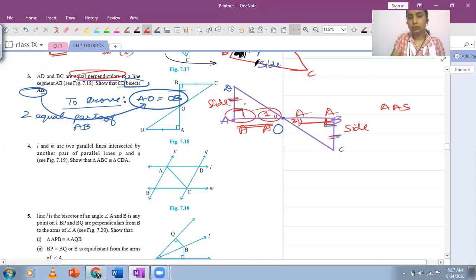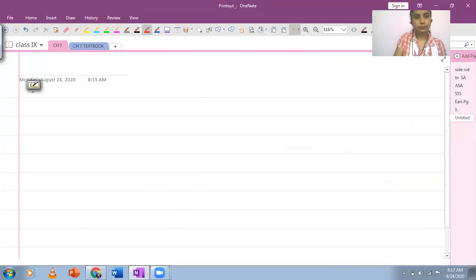We don't have the hypotenuse equal. For RHS, right angle is there, but what about the hypotenuse? Hypotenuse is not equal, so we cannot use RHS here. We'll be using AAS. Let's write the answer for this one.